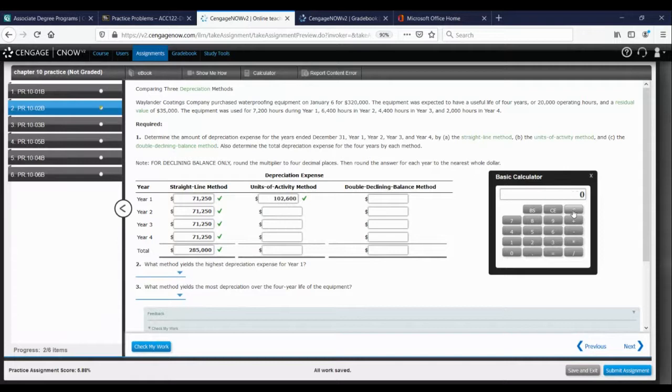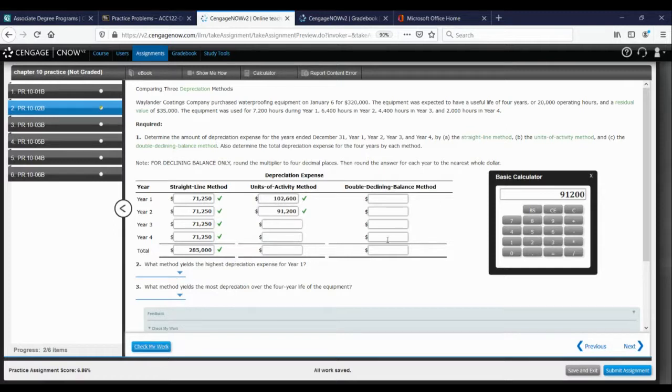We will also use that depreciation rate again, which was $14.25, and we will multiply that by the number of hours for year 2. During year 2, the hours was 6,400 hours that they operated. So 6,400 times the $14.25 will give you a depreciation expense of $91,200. And that's the depreciation for year 2.